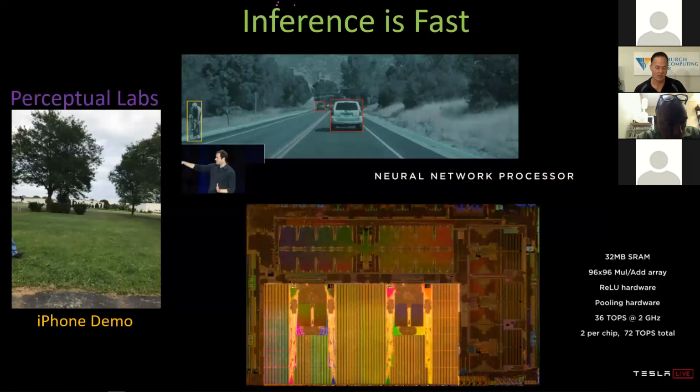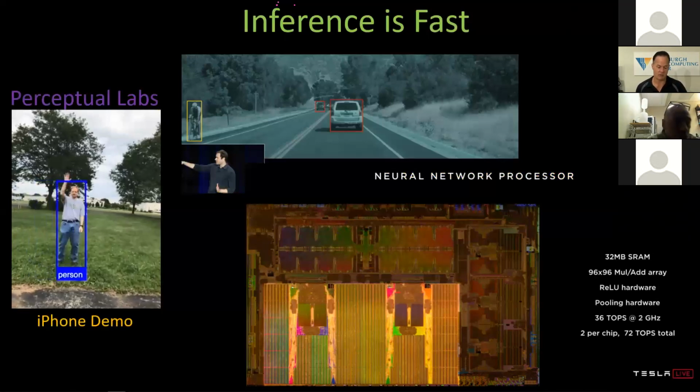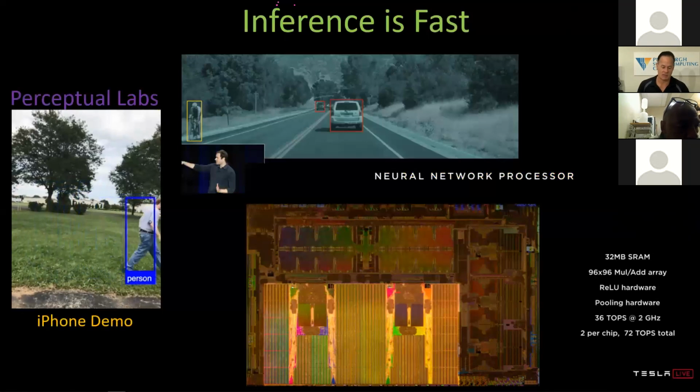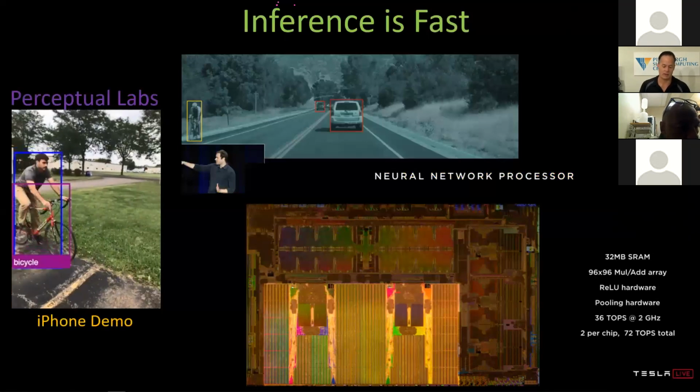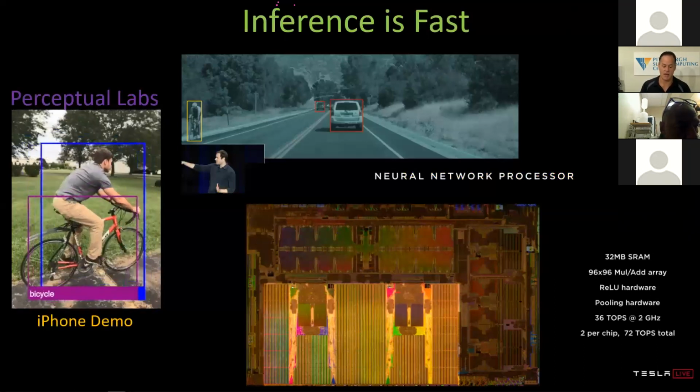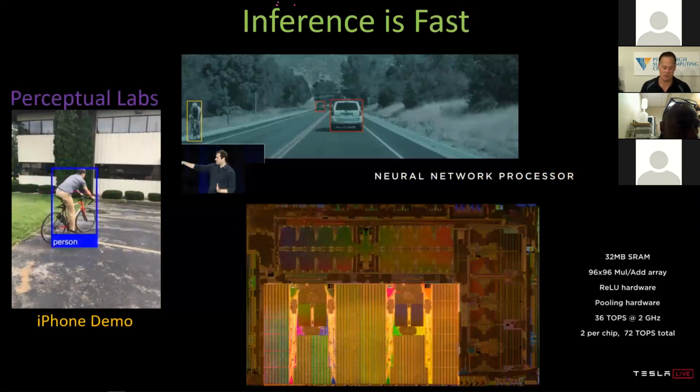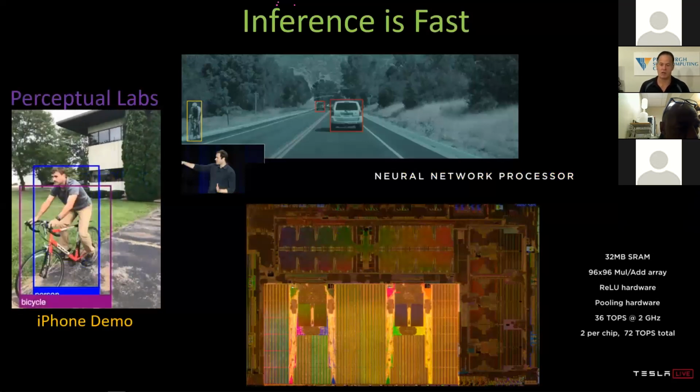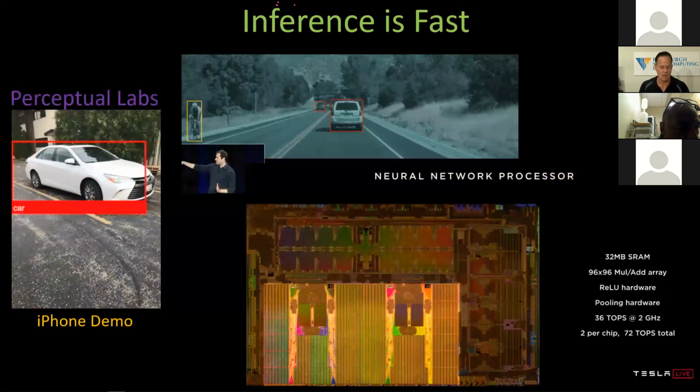Here it is. Let me see if it runs when I click on it. Yes. Here's an iPhone demo, for example. This does recognition of people, different objects, bicycle in real time, puts bounding boxes on them, as a matter of fact. This runs in real time on your phone. And that gives you some idea.